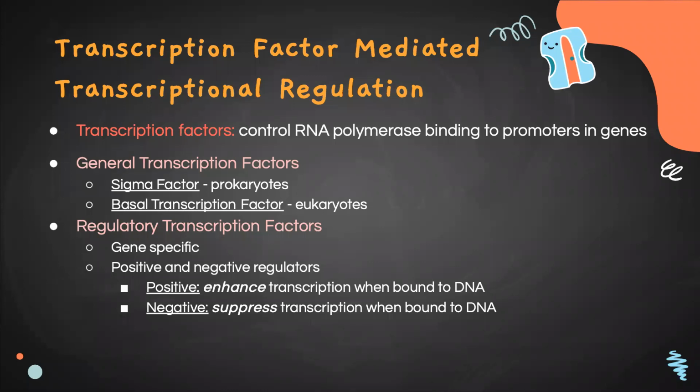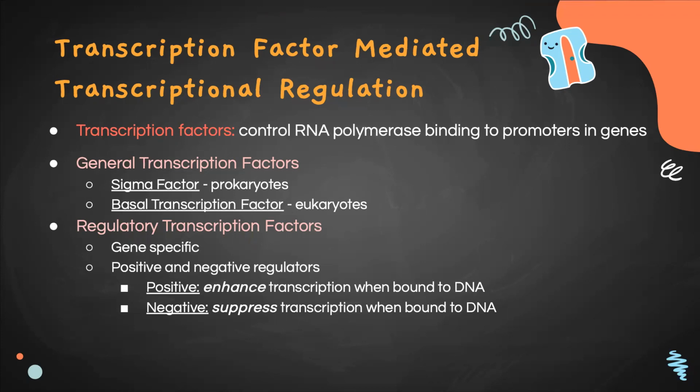Okay, so as I said, transcription factors control the RNA polymerase binding to promoters in the genes and DNA. There are two types of transcription factors that can be found in cells. The first is a general transcription factor. These can be used at many different promoters. They're not specific to any type of gene in the DNA. Some examples are sigma factors, which are found in prokaryotes, and basal transcription factors, which are found in eukaryotes. Something about sigma factors is that they can be used at many different promoters, but they can also act as a regulatory transcription factor. So we're going to get into that in a second.